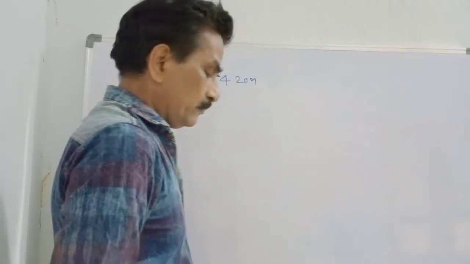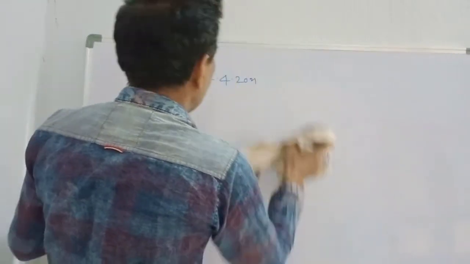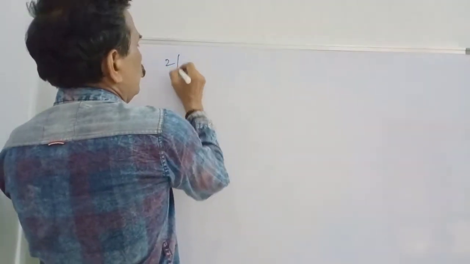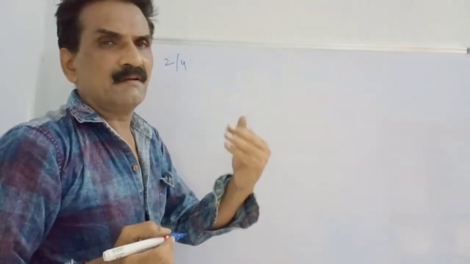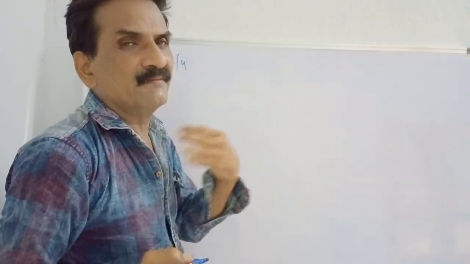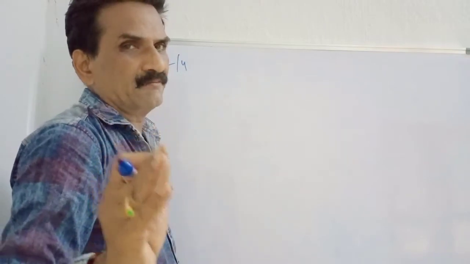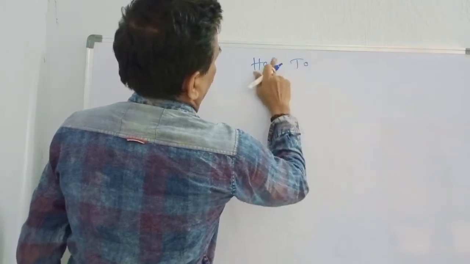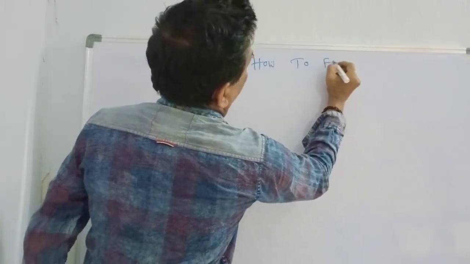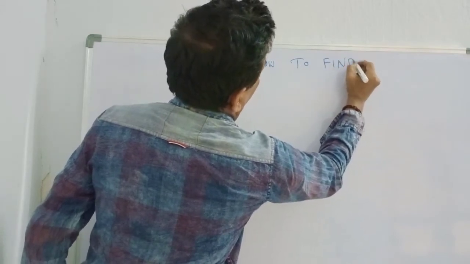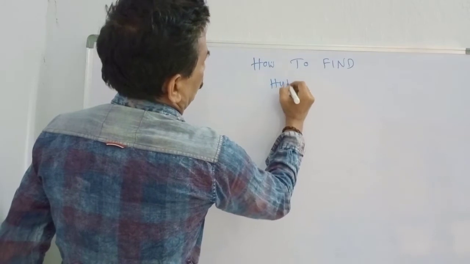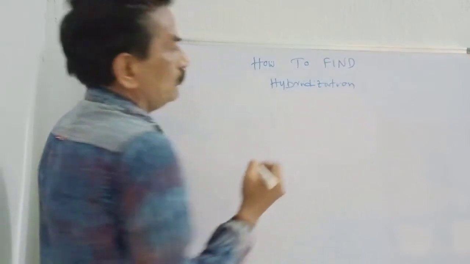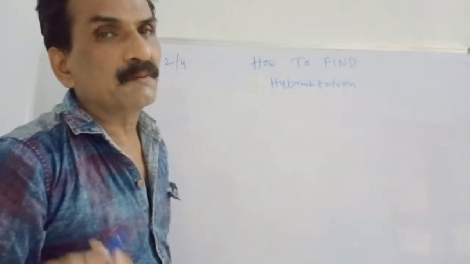Now today we are going to discuss IPE or any competitive examinations, 2 marks or 4 marks, which is IPE or CBSE or IIT JEE Mains or NEET exams. It's the most important one: how to find hybridization. How to find the hybridization of a certain compound, a certain molecule.